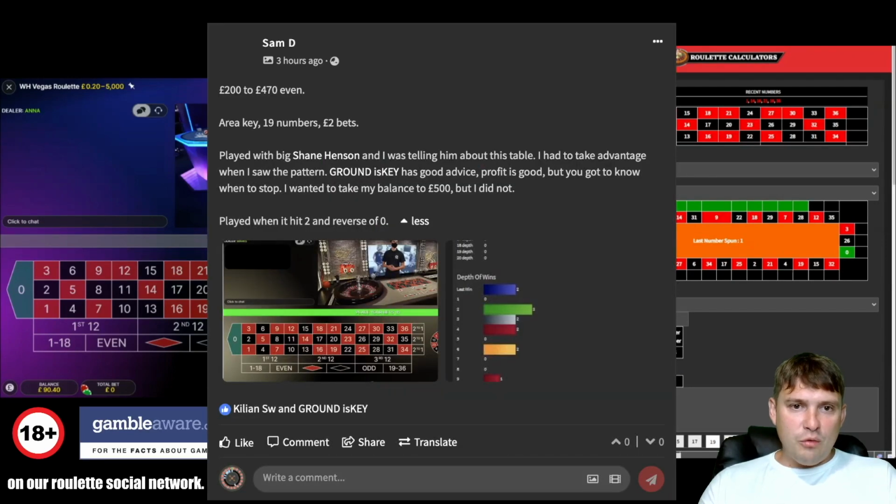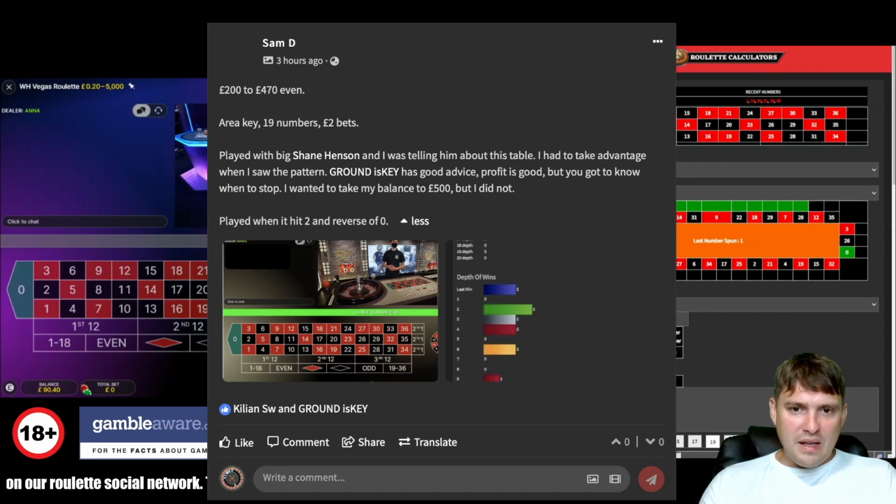And the last one here, another one from Sam. £200 to 470 even, area key 19 numbers, £2 bets. Played with Big Shane Henson. I love this, the kind of collaboration that they've got there. They're helping each other out, and Sam is just a legend. We know Sam is a legend. He does crush it, and I'm really looking forward to this Zoom session tomorrow.